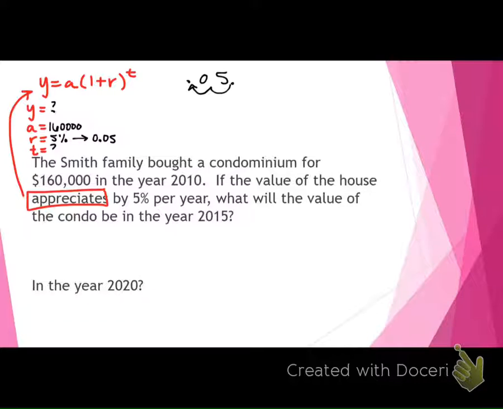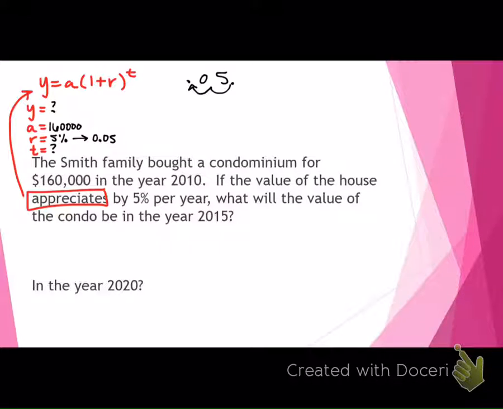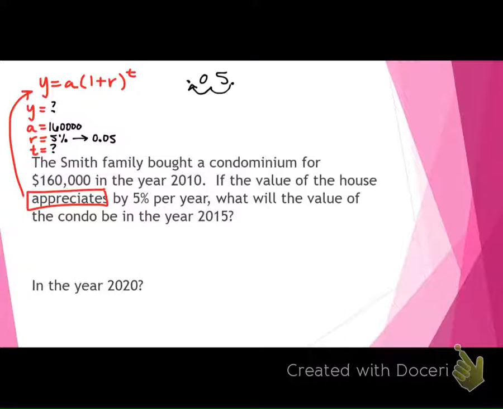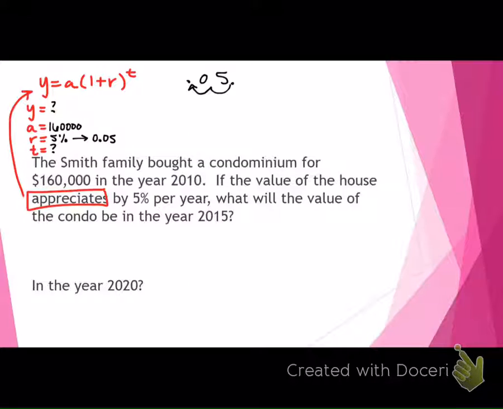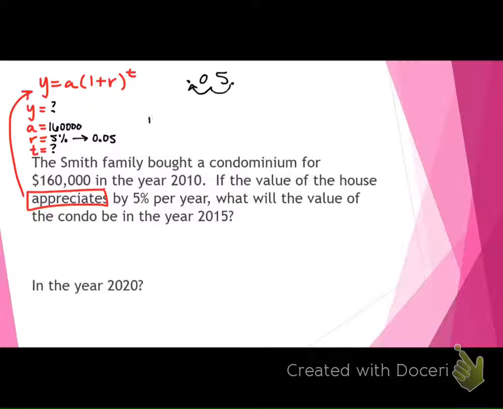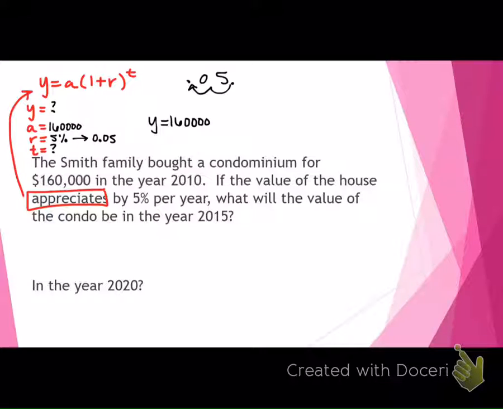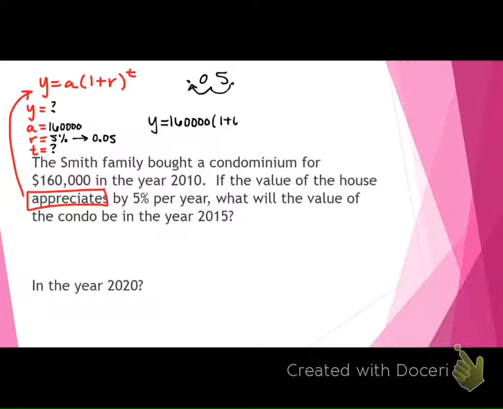And we still don't know the time yet. That is what we are going to find out in the next few. We need to write the equation. Please stop. We are going to write the equation we need to use first. So we are going to do y equals 160,000 times 1 plus 0.05 to the t power. So that's the equation we are going to be using.